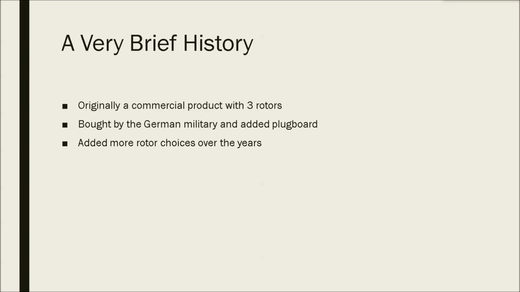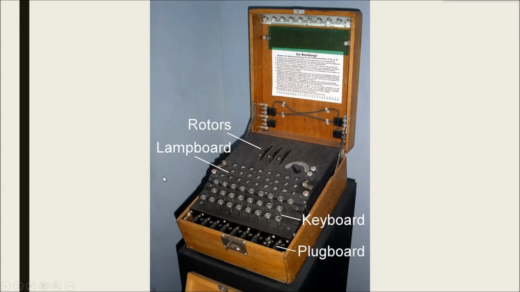Regarding the history of the Enigma machine, I think the only important thing is that it started off as a commercial machine and only had three rotors to choose from. The military changed the design by adding the plug board, which will be explained later, and they added more rotor choices over the years. This is a look of the Enigma machine from the outside.